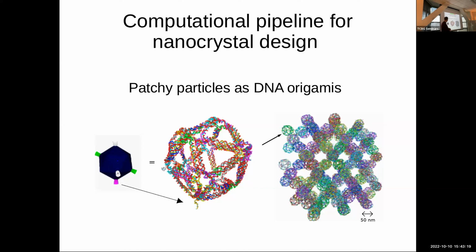This is a wireframe icosahedron. It has these single-stranded overhangs. And if the two single-stranded overhangs are compatible, we would say that these patches can bind to each other. And we use oxDNA simulations to make sure that you can actually arrange these icosahedrons into the lattice geometry and that it would be mechanically stable.